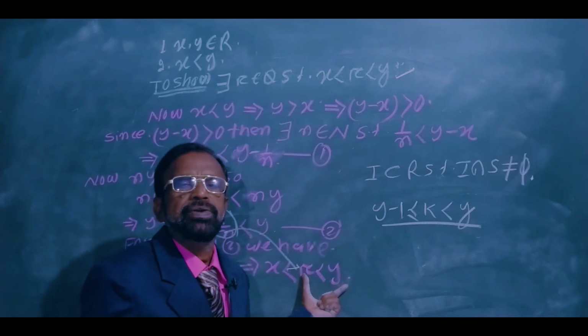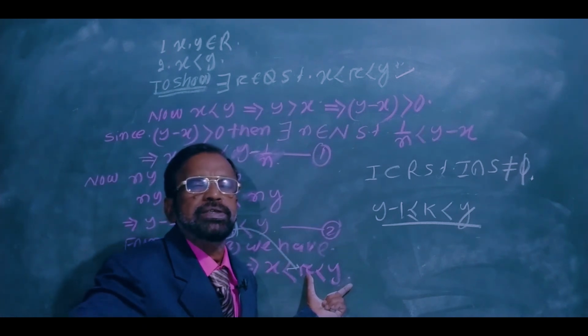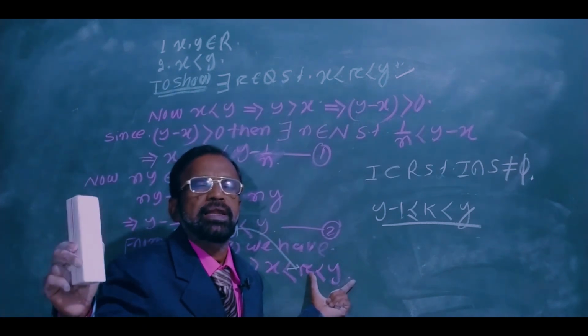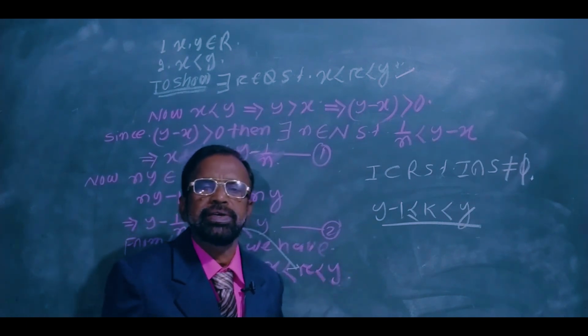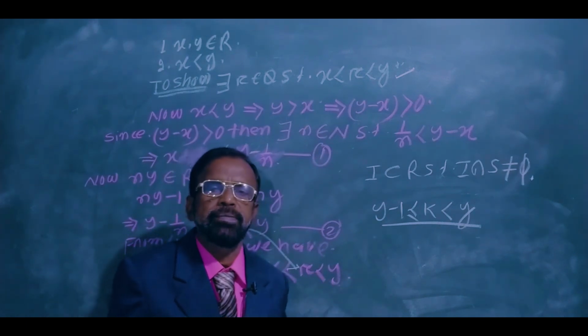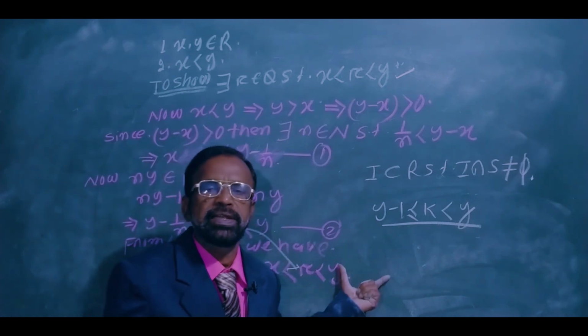Similarly, there is also an irrational density theorem, which means between any two real numbers, there must exist an irrational number. This is called the irrational density theorem. In the next video, we'll start the irrational density theorem.